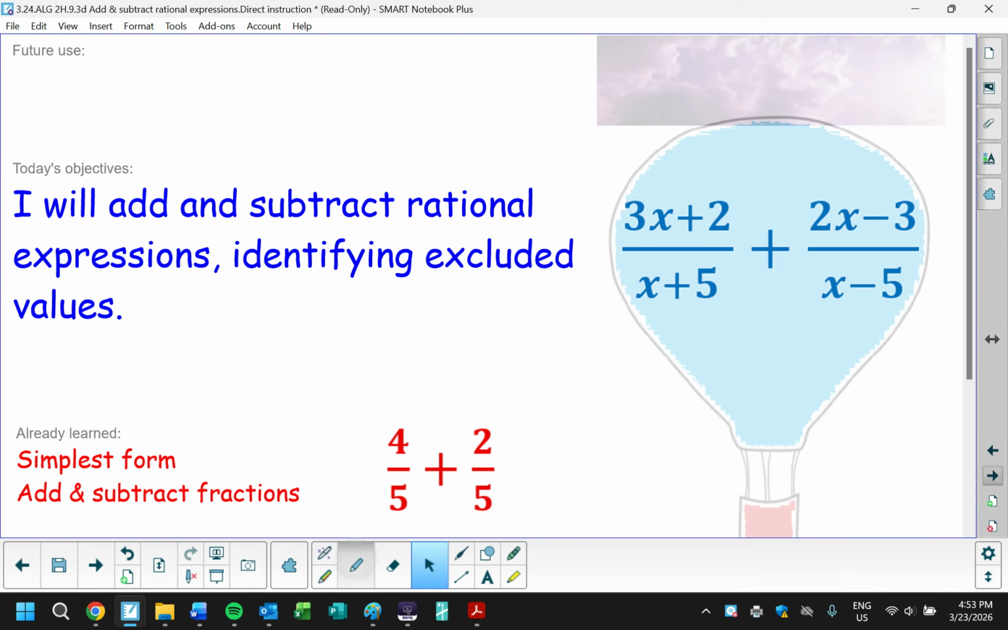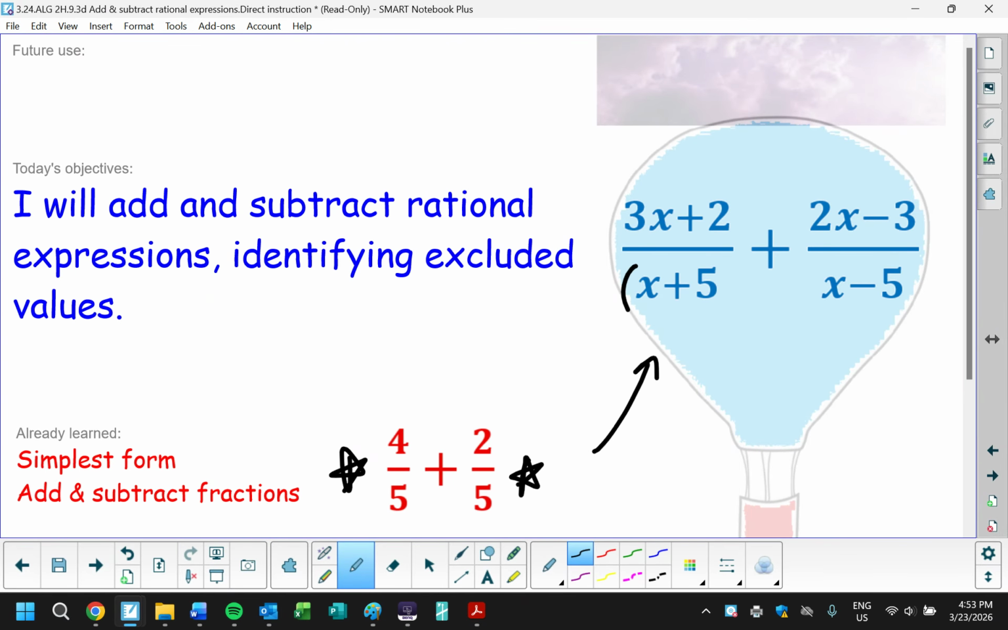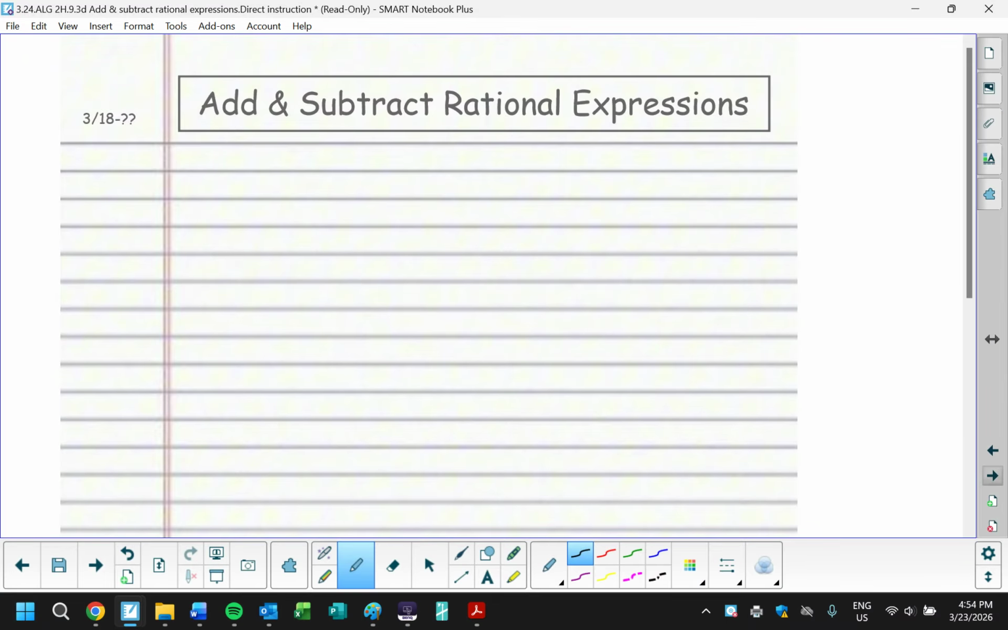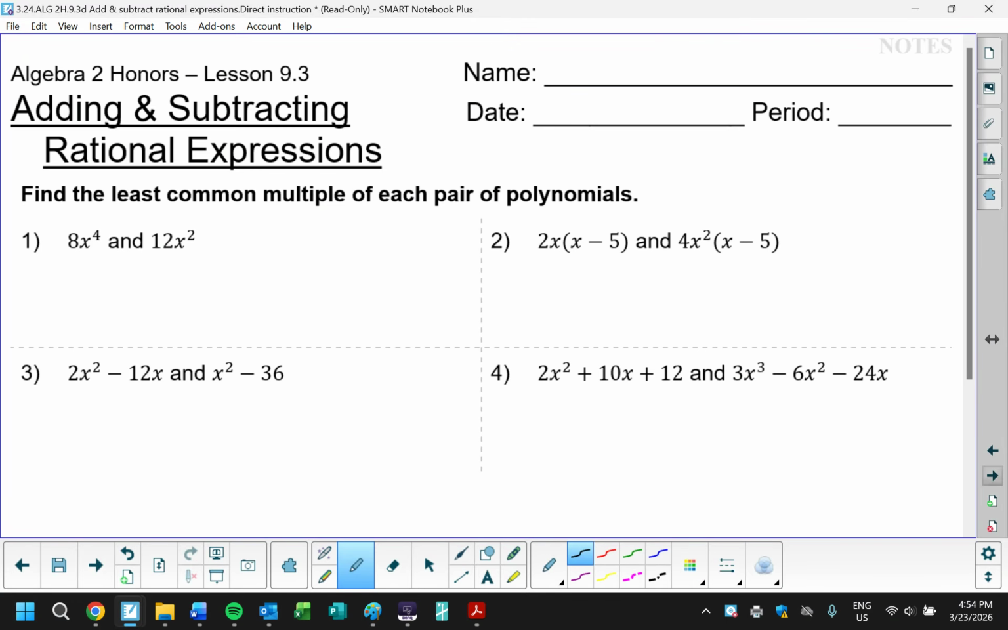Again, focusing on where we've been, adding and subtracting numeric fractions, and where we're heading now. Of course, we have to be looking at those common denominators. You will hear me use the words least common denominator or least common multiple. Always, always, always try to simplify. Look for a factor to multiply or divide by. Sum is a fancy word for add, and difference for subtract. If you need, get your notebook out. We're going to be adding some notes into our notes page right in front of us, as well as into your notebook. All right, so let's pause for a second and look at the first part of this notes.